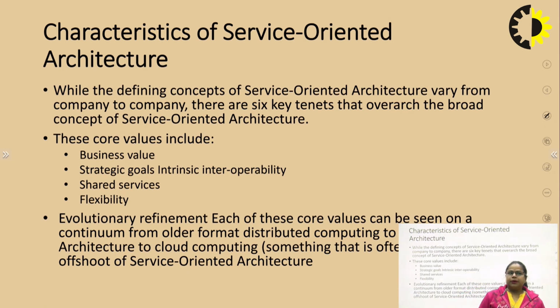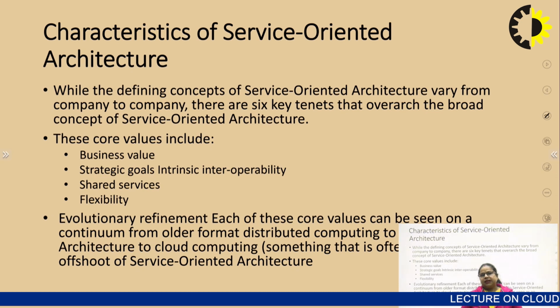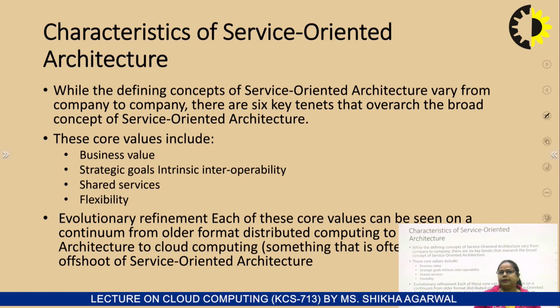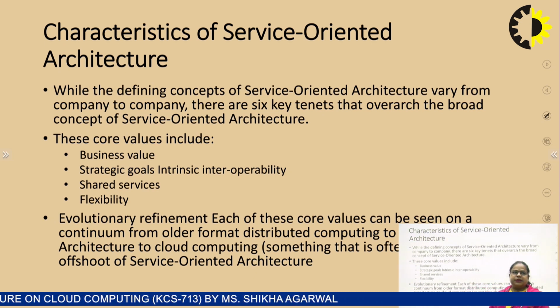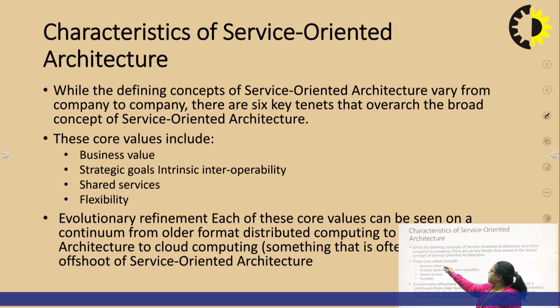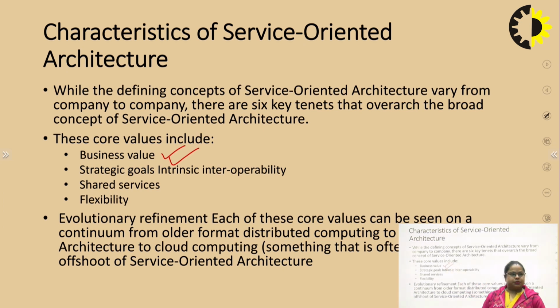Basically, when I'm talking about its characteristics, there are 6 key tenets that overarch the broad concept of SOA. These are the common 6 terms used in SOA. Their core values include, for example, first of all, their own business values, right? Because they want to create their own business reputation in the market so that they can exist and create value. That is why first of all they talk about their business values.